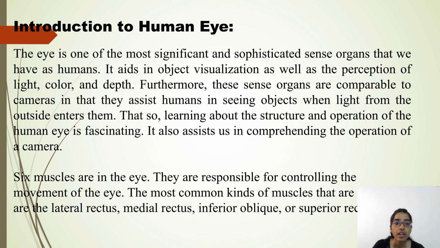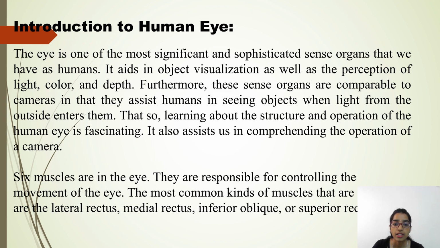Introduction to human eye. The eye is one of the most significant and sophisticated sense organs that we have as humans. It aids in object visualization as well as the perception of light, color, and depth. Furthermore, the sense organs are comparable to cameras in that they assist humans in seeing objects when light from the outside enters them. So, learning about the structure and operation of the human eye is fascinating. It also assists us in comprehending the operation of a camera.